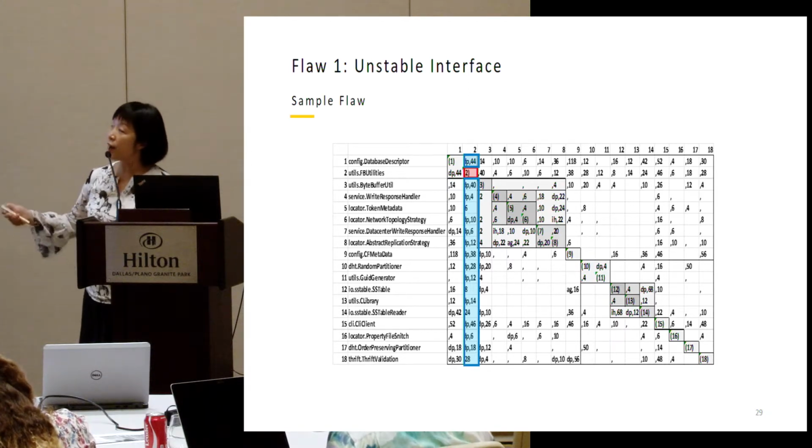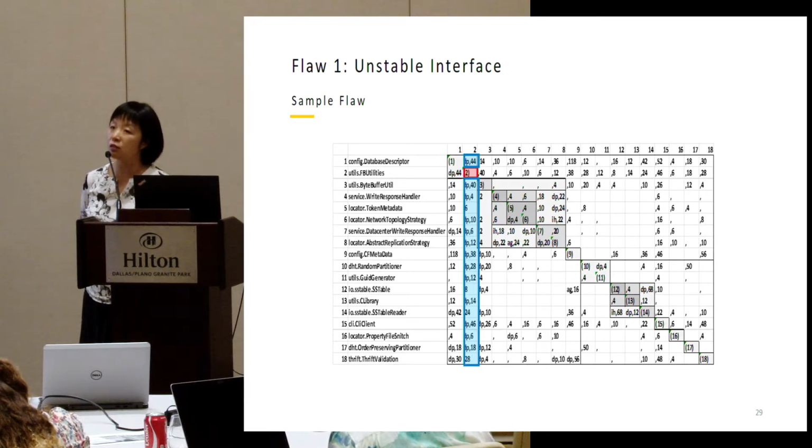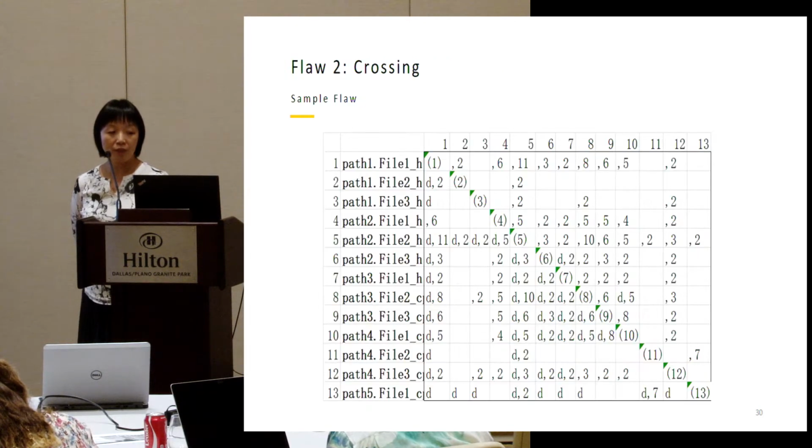But meanwhile, look at the numbers in each cell. They are very high, which means this file changes together very frequently with all of its dependents. Which is very bad. You have a key interface that keeps changing. That's really a bad sign. So we call this phenomenon unstable interface.